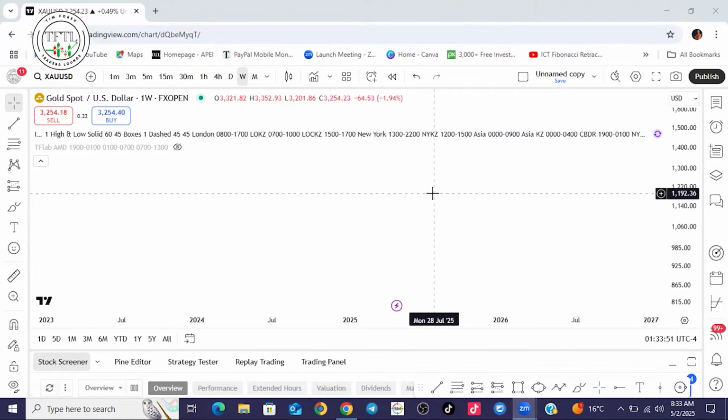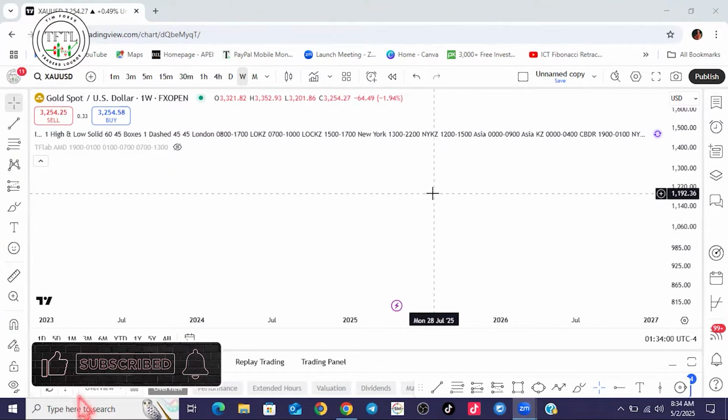And today I want us to discuss the ICT rejection blocks. So far, so good. We have been able to look at different ICT concepts, from liquidity to order blocks to breaker blocks to mitigation blocks. And today I want us to look at the rejection block.